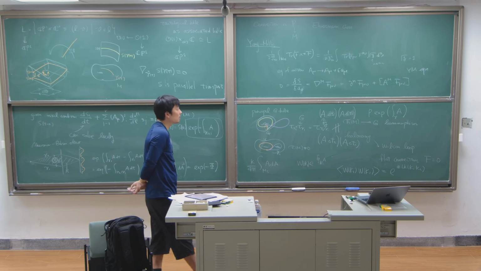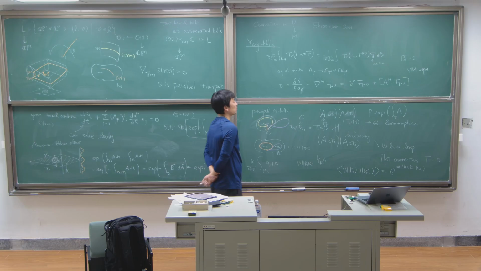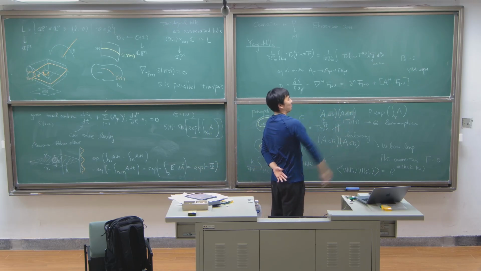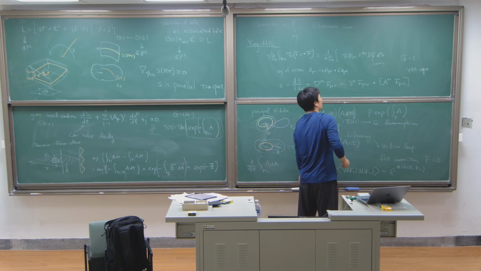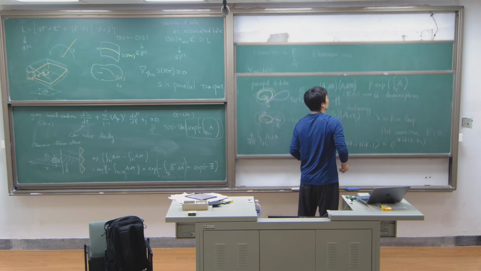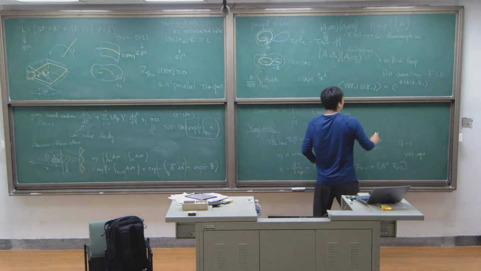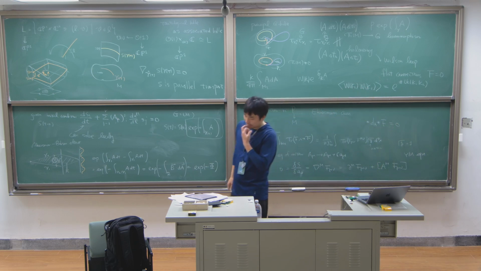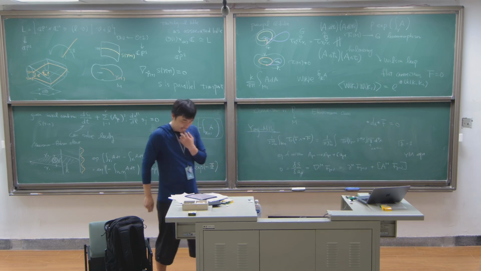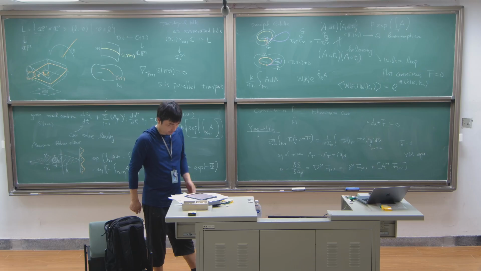In the case of the mathematician's way of writing, this is using coordinates, so it's a physicist's way of writing. Another way of writing this equation, the Yang-Mills equation, is just d_A star F equal to 0. That's another way of writing it.